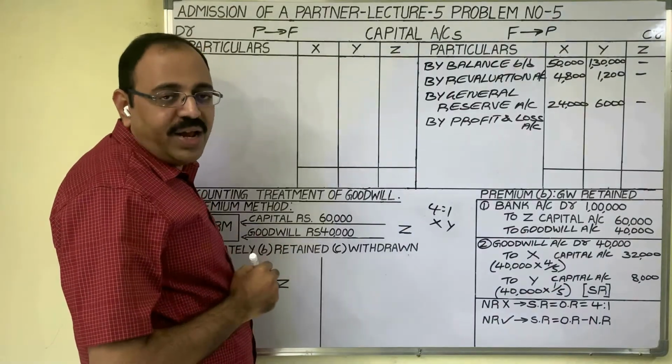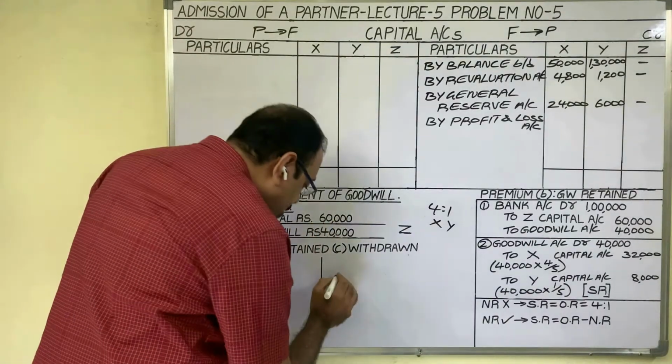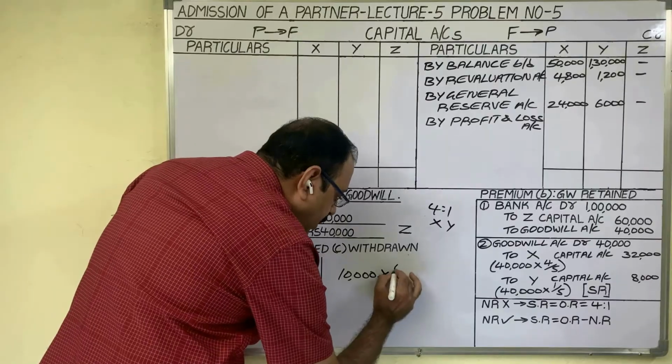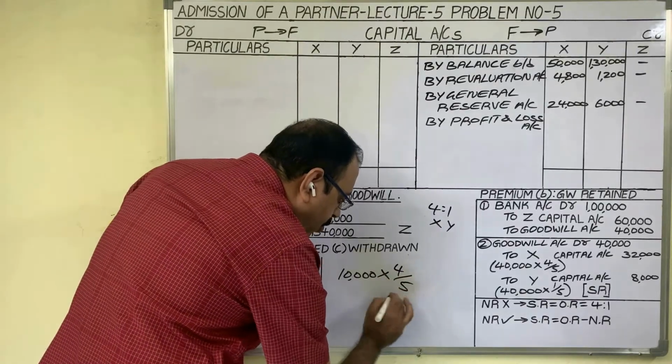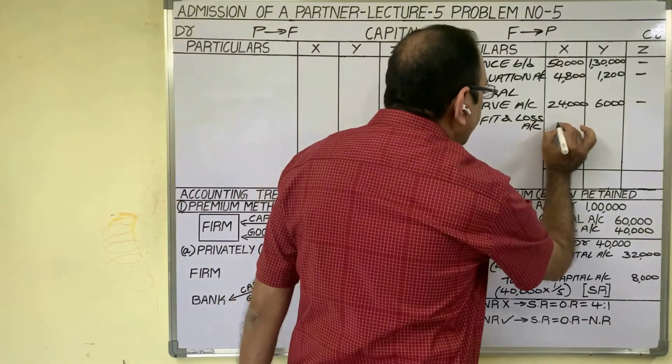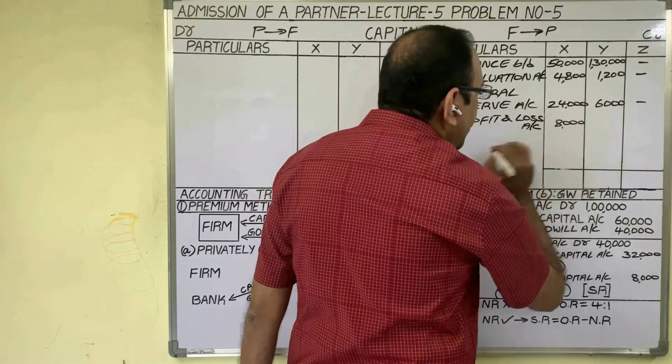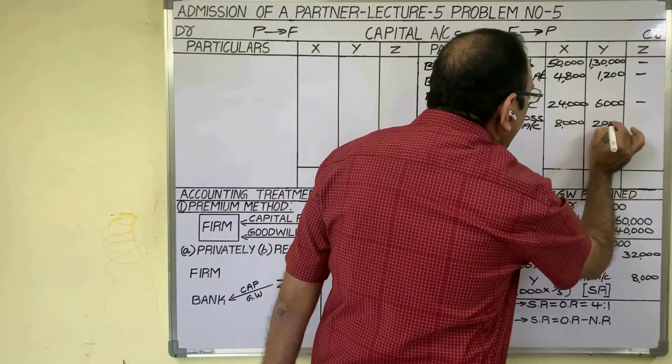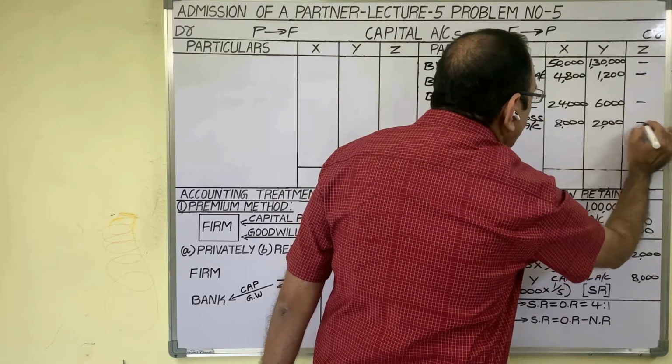Next you come to the profit and loss account. The amount is 10,000 rupees. In 10,000 rupees, X's share is 4 by 5. 2,000 into 4, 8,000 rupees. From 10,000, if you deduct 8,000, the remaining amount 2,000 belongs to Y.